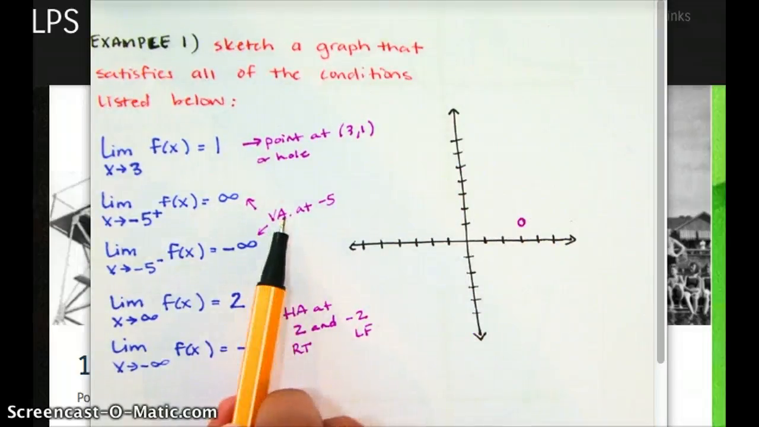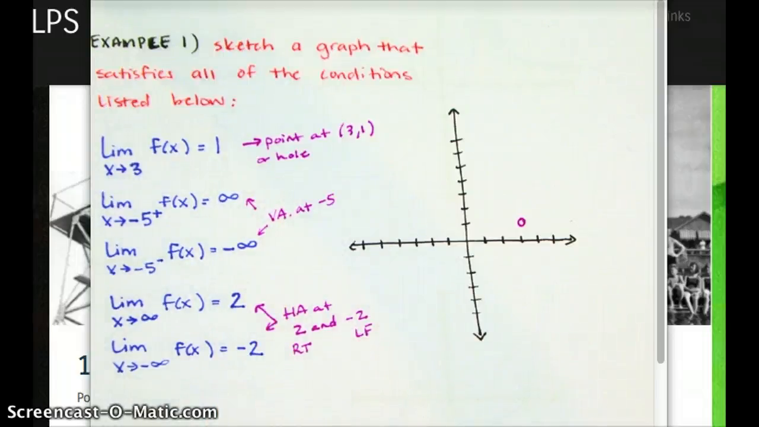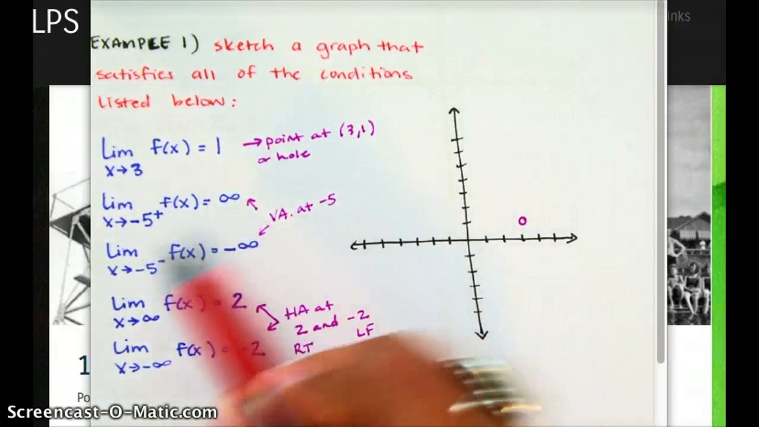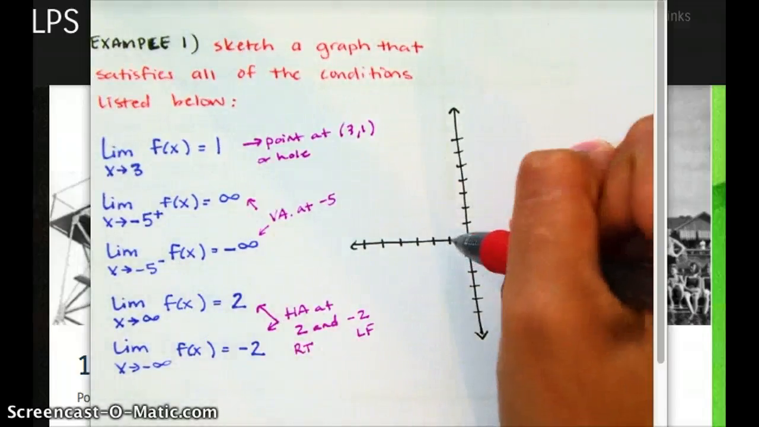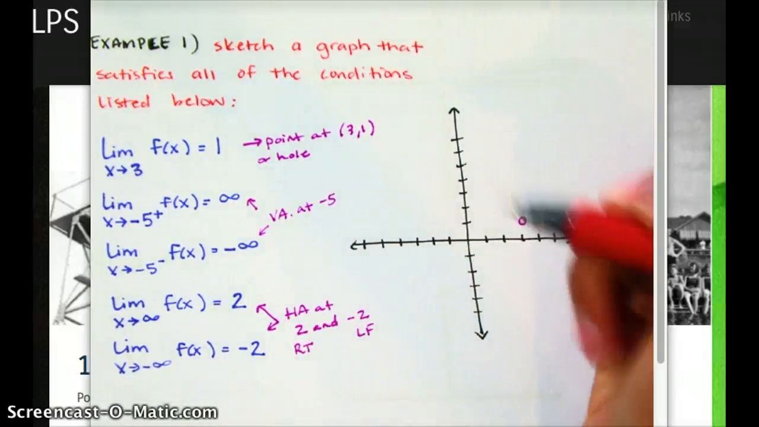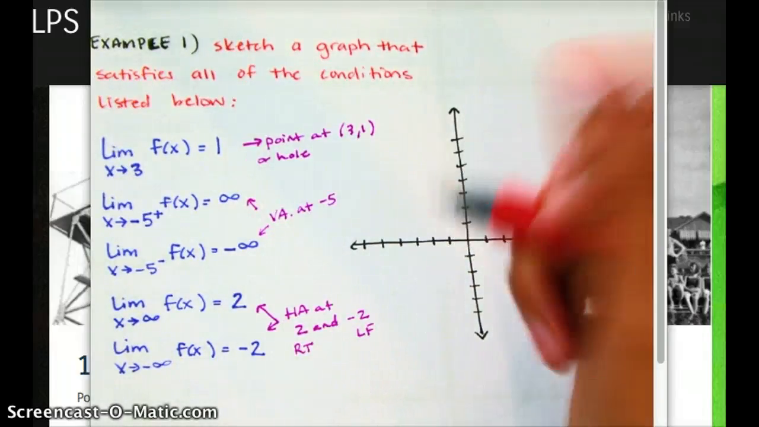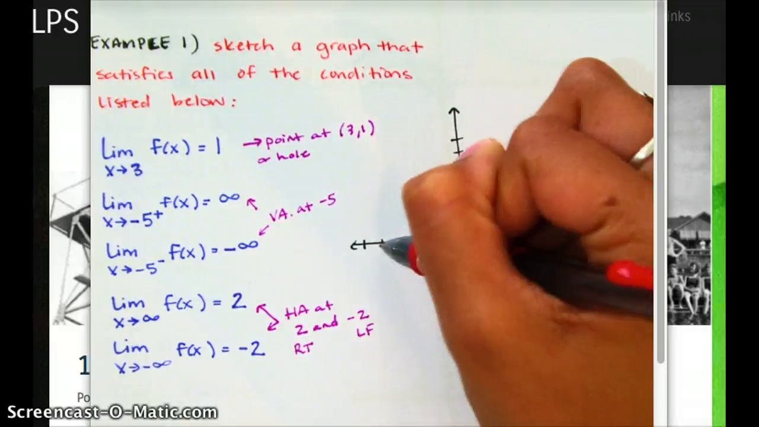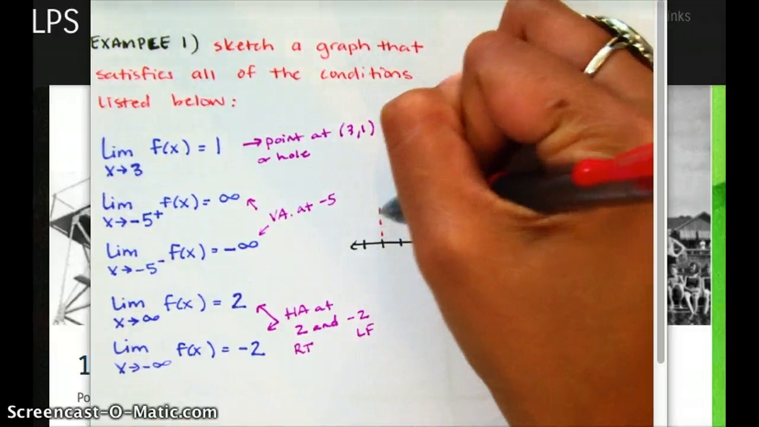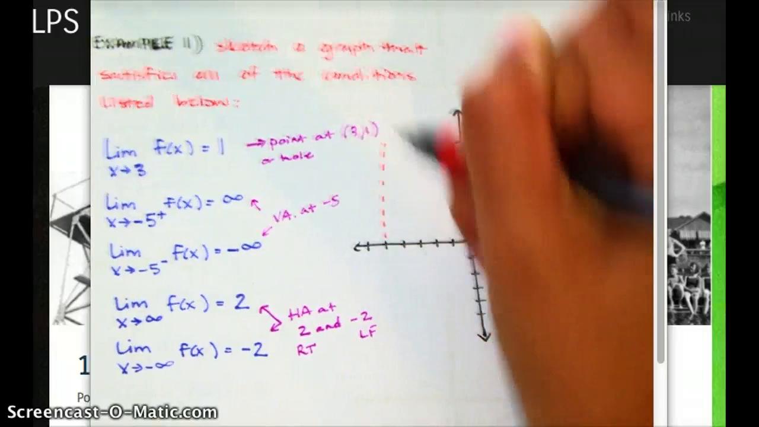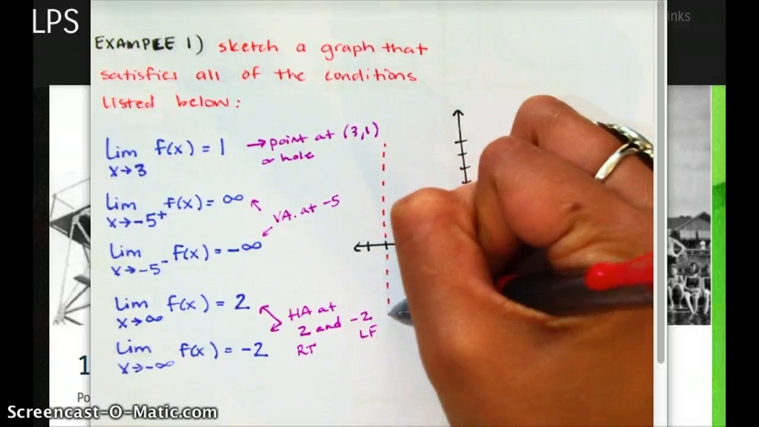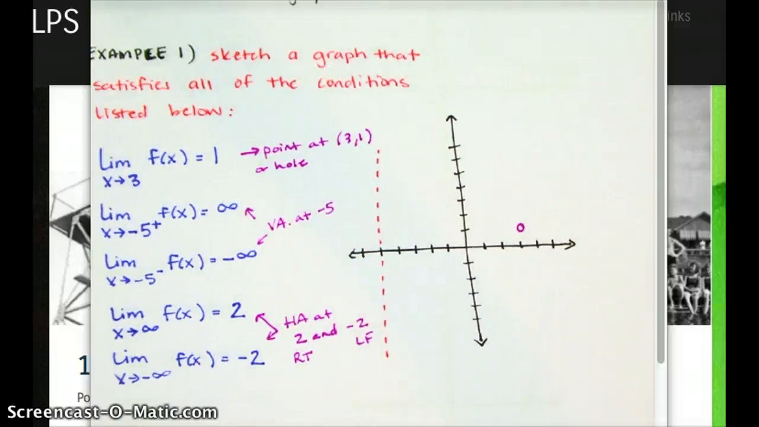Next, my vertical asymptote. Vertical asymptotes, usually we'd use a dotted line. And since both of these limits are talking about a vertical asymptote, vertical asymptote at negative 5, 1, 2, 3, 4, 5. I'm going to put my dotted line in. This dotted line is not part of the graph. It's something that's going to help me draw the graph.